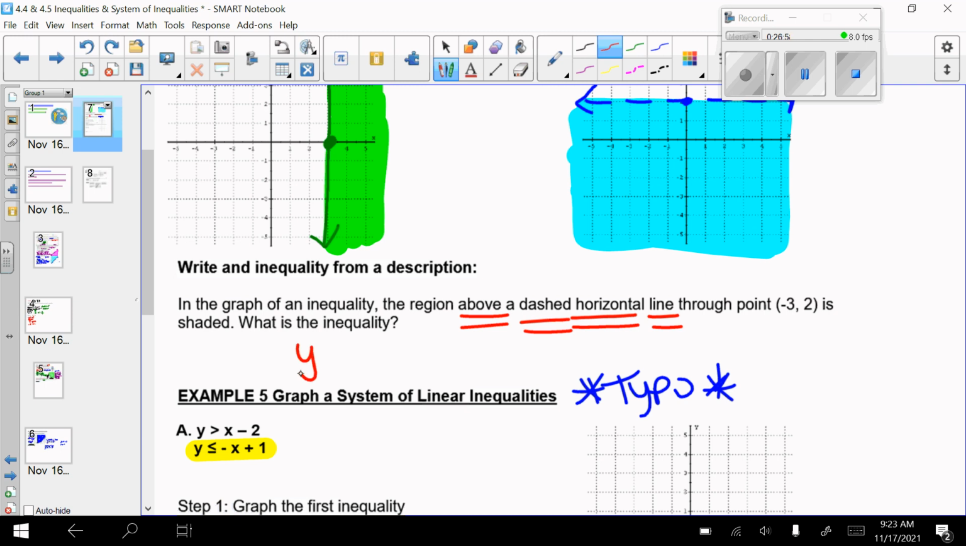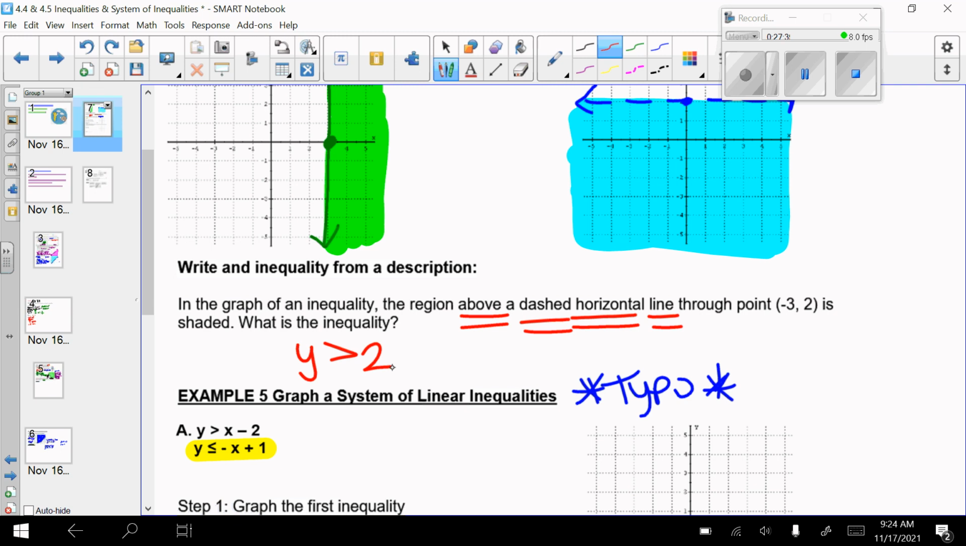And if it's above and it's dashed, what kind of inequality are we going to have? Greater than, but no equal to, right? Because it's not solid. So it's going to be y is greater than. And then we know it passes through this point -3, 2. Well, what is my y value in that point? 2. So that has to be the line. Y has to be greater than 2. Y'all see that? That's it. That's the inequality for that one.